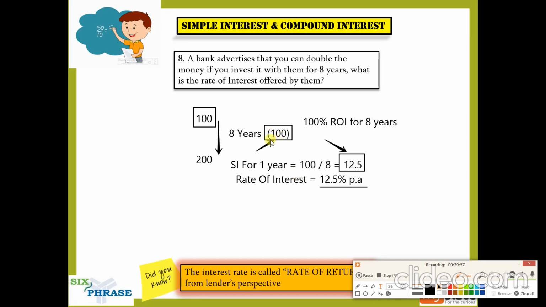So what does that mean? It means 100 percentage is the rate of interest for 8 years. Then for 1 year, what will be the rate of interest? It is 100 divided by 8. Okay, you will get the same 12.5 percentage again.